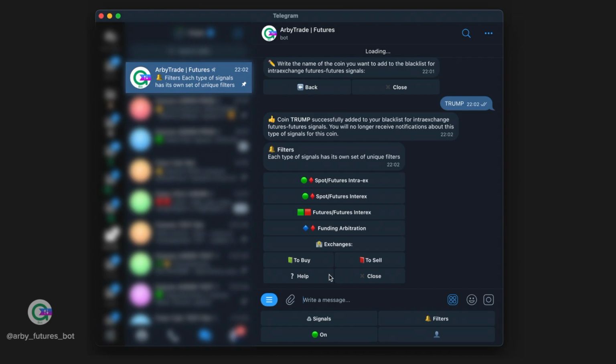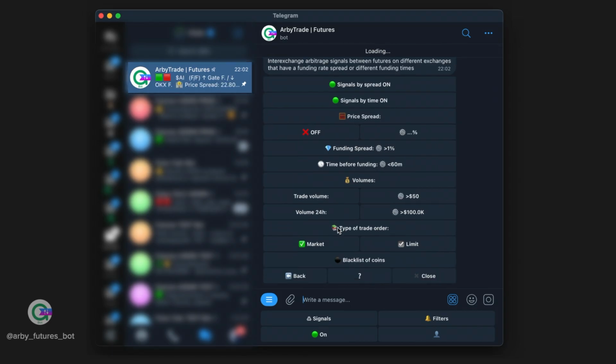For funding arbitrage signals, the filters are slightly more expanded. In one filter, there are 2 types of signals, by funding spread and by funding time. Next, a filter to take the price spread into account or not. It is disabled by default, but you can apply this filter to these signals as well. Then, a filter by the funding spread itself between different exchanges.